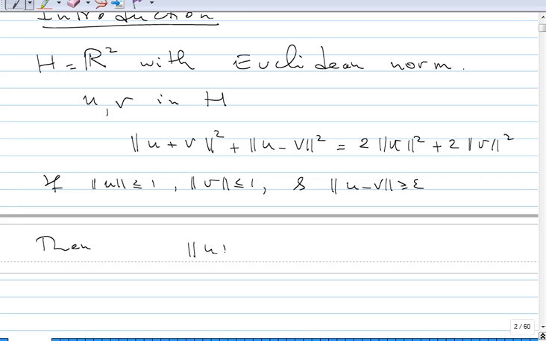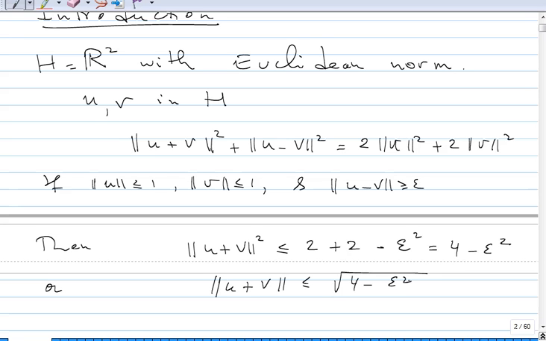the norm of u plus v over 2 squared is less or equal to 2 plus 2 minus epsilon squared. And this will give me 4 minus epsilon squared. Or the norm of u plus v is less than the square root of 4 minus epsilon squared. And from here, if you divide by 2, the norm of u plus v over 2 is less or equal than the square root of 1 minus epsilon squared over 4.